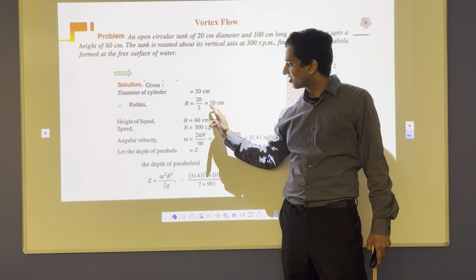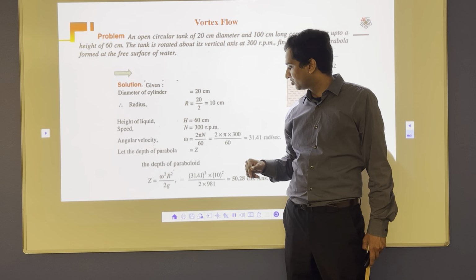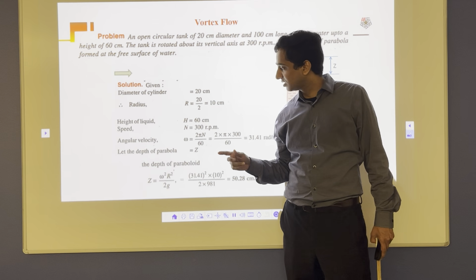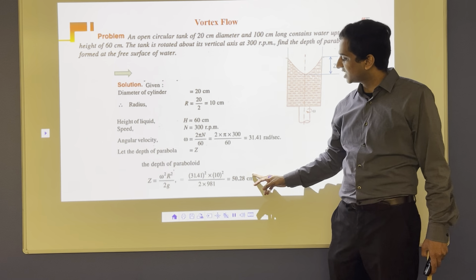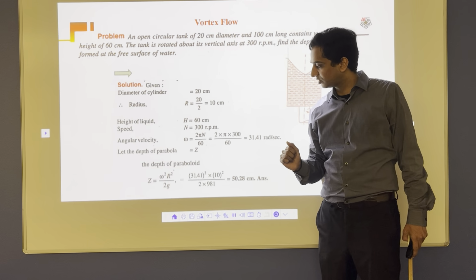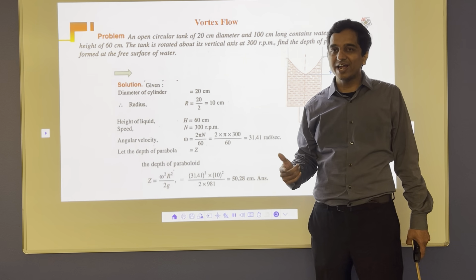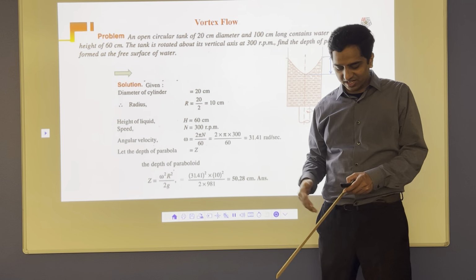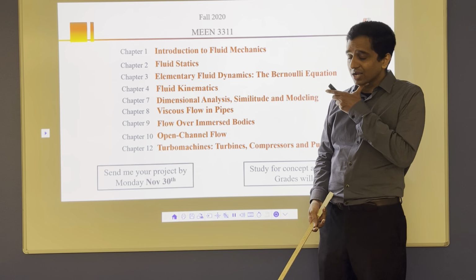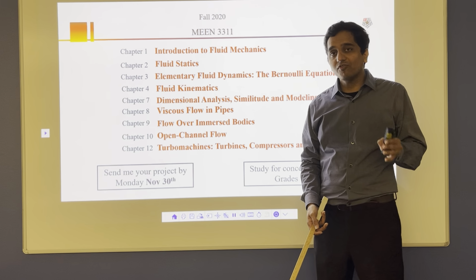Here in this case r is 10 centimeter, which means you have to make sure that r is 0.1 meter. Here we did it in centimeter, but make sure that you're consistent with the units. If everything is in meter, you should get depth as 0.5 meter or 50 centimeter. Either way is fine. So that was the review of all chapters.